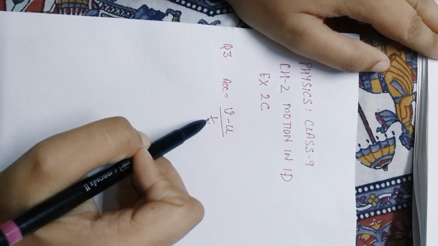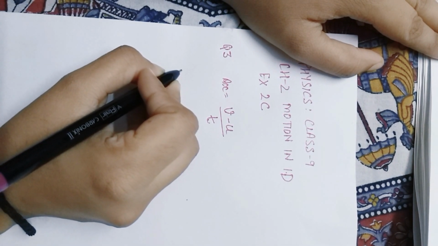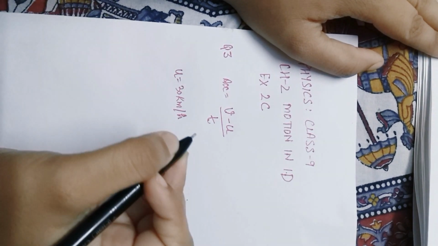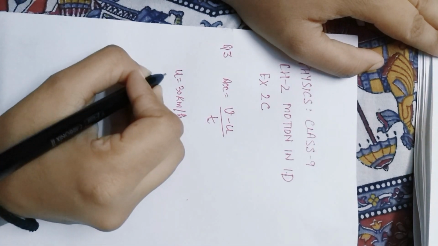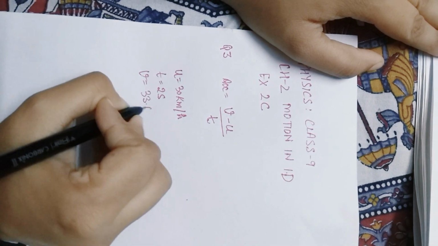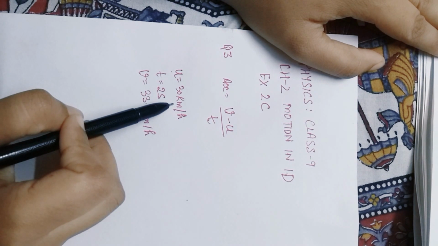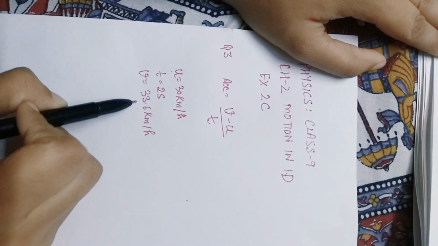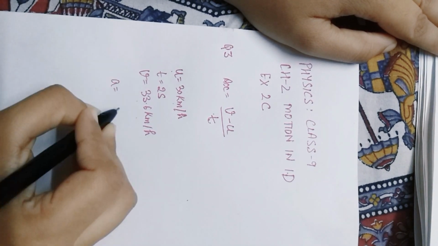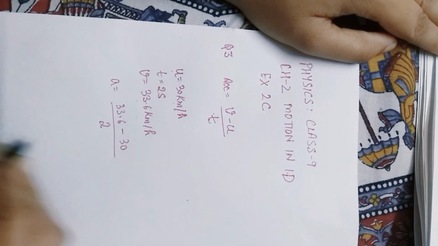If we go through the question carefully, it is given that at any instant the velocity is 30 km per hour, and after 2 seconds, meaning after time 2 seconds, it becomes 33.6 km per hour. It means that this 30 is my initial velocity and this one is my final velocity. So I can just put the values and write acceleration is (33.6 minus 30) upon 2.